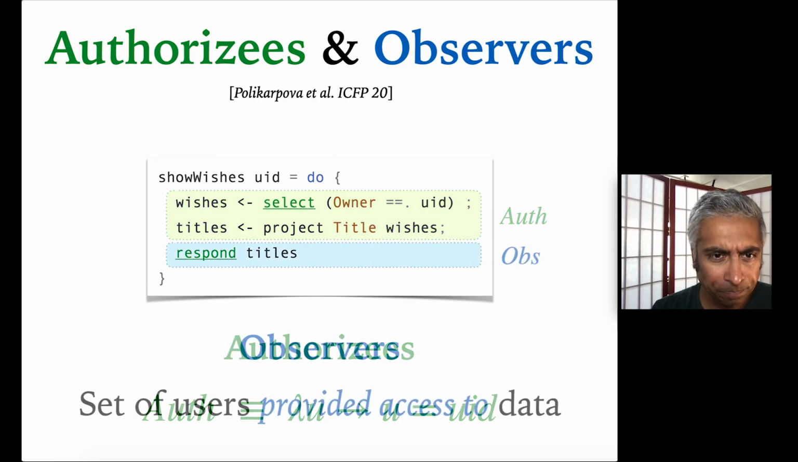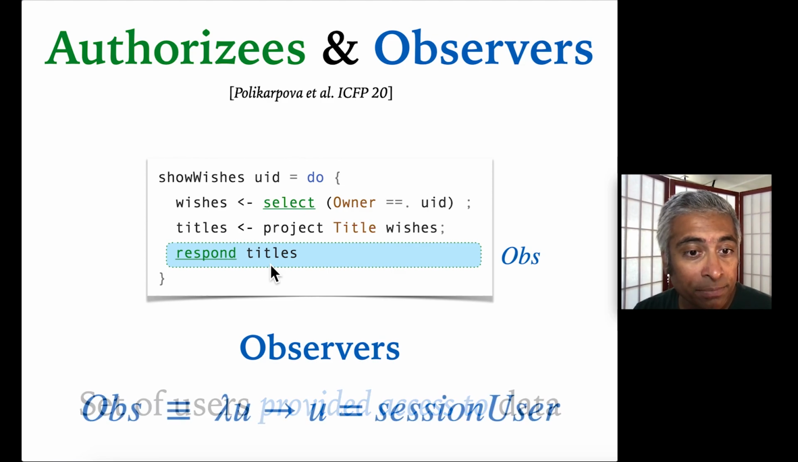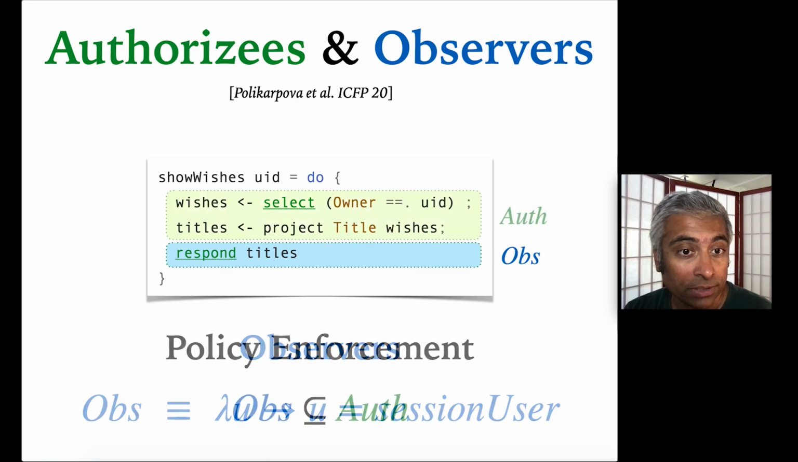U equals UID. Dually, the observers of a computation are the set of users who are provided access to data by that computation. So for example, if we look at this computation respond titles, the set of observers is the session user. Again, just a singleton set because that's who this response goes out to. And so the observers can be the set of the session user.